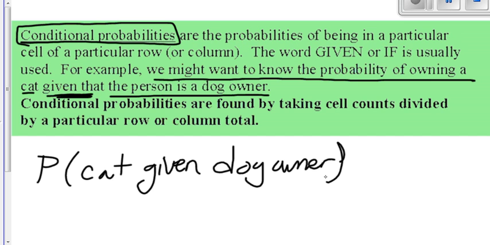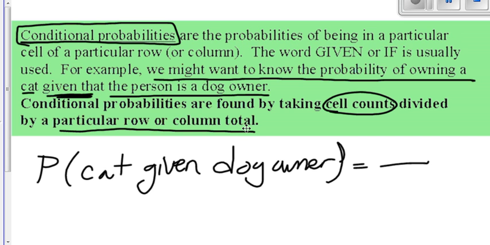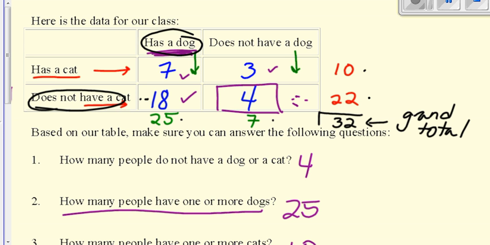So in conditional probabilities in two-way tables, you again are going to have a cell count. One of the little boxes is going to be on the top, but this time you're going to be dividing not by the grand total, but by a row or column total. So let's think about why that would be. Go back to our table. This was saying the condition was given that you're a dog owner. So I'm not interested in everyone. I'm only interested in this group. These are the people who are dog owners. And how many of them are there in total? 25. So what is the probability of owning a cat if you're one of those 25 people?